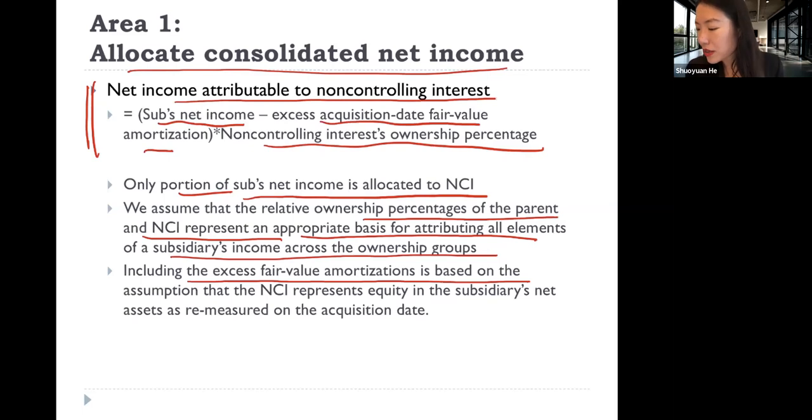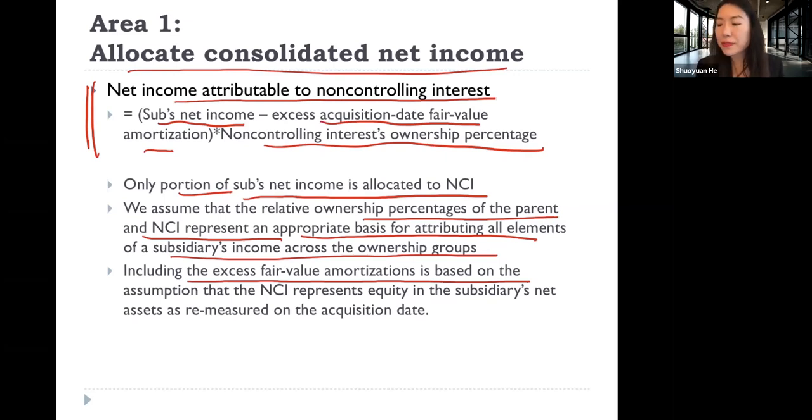So Strong reports revenue of 280,000, and then take out expense of 200,000. So that is 80,000. That is Strong's net income. And from this net income, we need to take out 30,000 amortization, multiply by 10%, which is the percentage of ownership of non-controlling interest. And this will give you 5,000. So this is the net income attributable to non-controlling interest. So here is the solution.